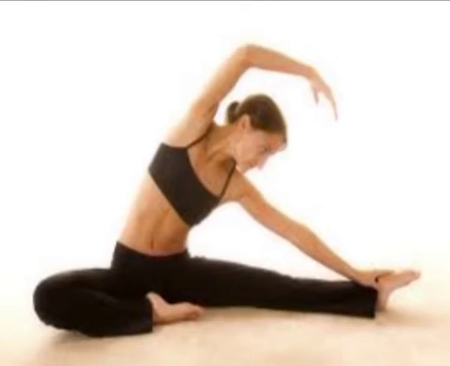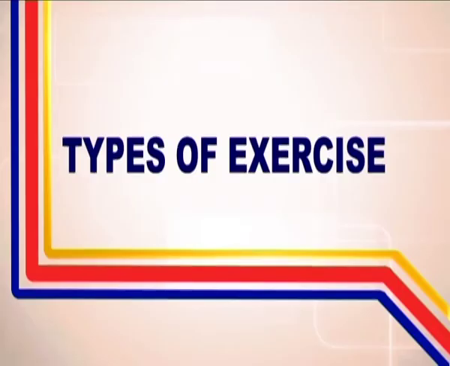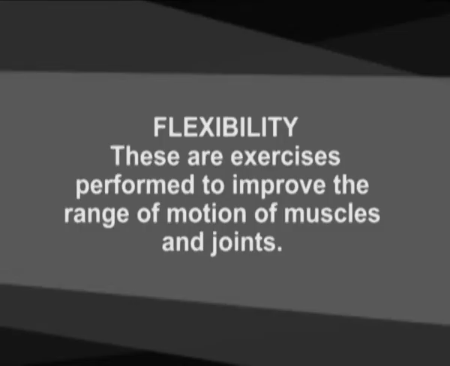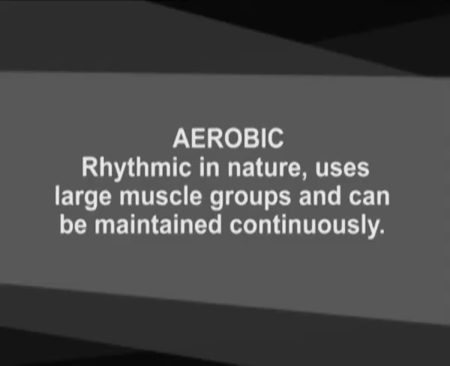Types are classified depending on the overall effect on the body. There are 3 types. First is flexibility, second is aerobic, and third is anaerobic. Types of exercise. Flexibility: these are exercises performed to improve the range of motion of muscles and joints. Aerobic: rhythmic in nature, uses large muscle groups and can be maintained continuously.